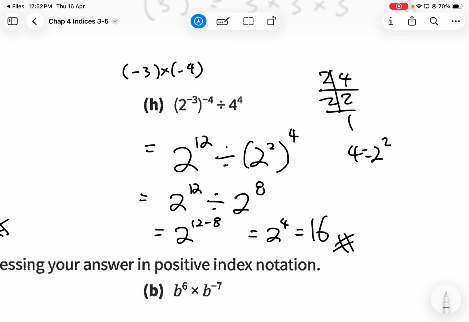4, if I divide by 2, I get 8. Then I divide by 2 again, I get 1. So 4 is actually 2 square. Instead of writing 4, I write 4 as 2 square. Then 4 to the power of 4, so 2 square is 4. Again I use the same idea. Multiply the index.